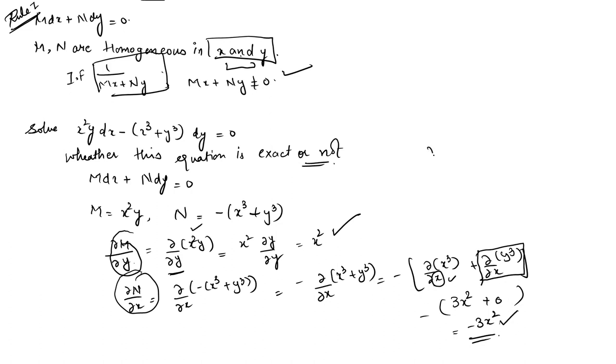Now we can see that our ∂M/∂y is not equal to ∂N/∂x. Now if ∂M/∂y is not equal to ∂N/∂x, it simply means that this differential equation is not exact. Now, if it is not exact, what do we have to do?